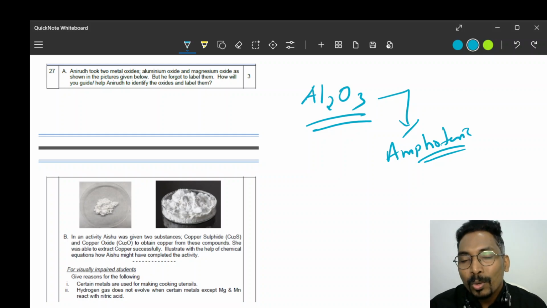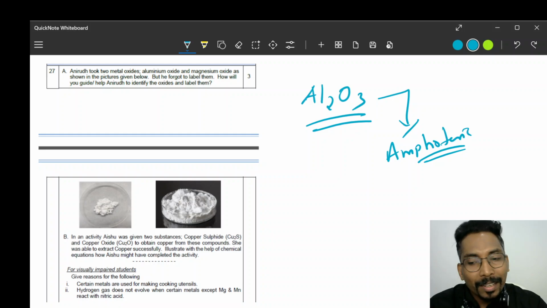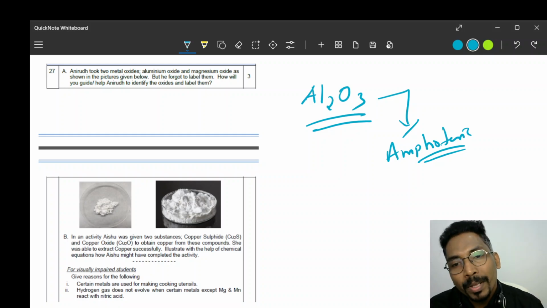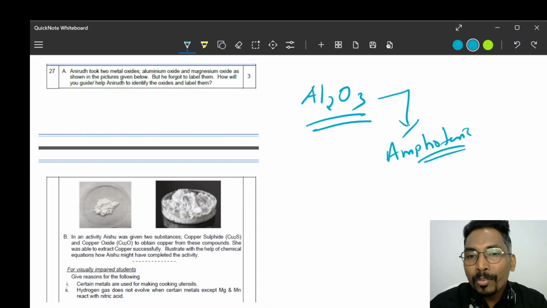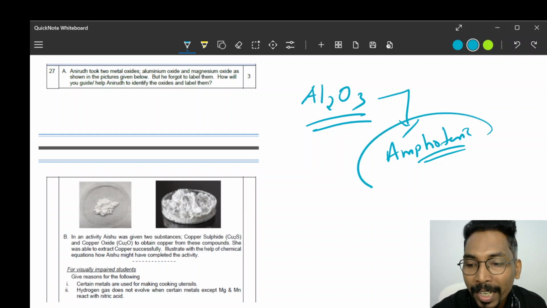First you have to add some water to these powders, then you will get an aqueous solution of these two oxides. If red litmus is turning blue, you can confirm that is magnesium oxide, and the other one will be aluminum oxide. Aluminum oxide will not produce any color change with any of the litmus papers, because that is amphoteric in nature.